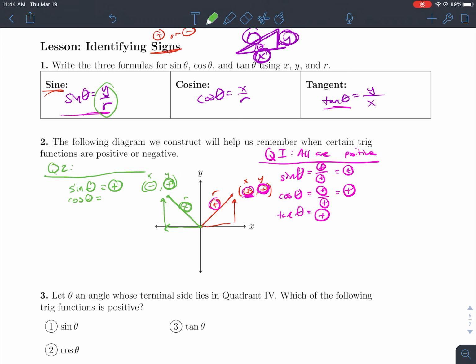Cosine of theta is equal to x over r, so a negative divided by a positive. That's going to be a negative number. And tangent of theta is equal to, let's see, y over x. So positive divided by negative will also be negative. So something unusual happens here. Because of that negative for x, only sine of theta is positive in this quadrant.